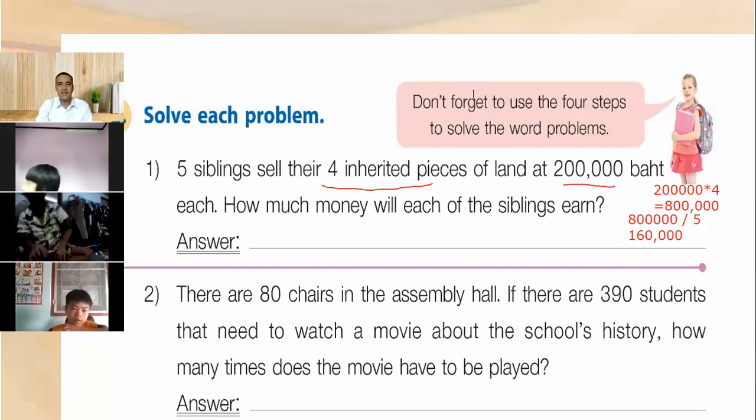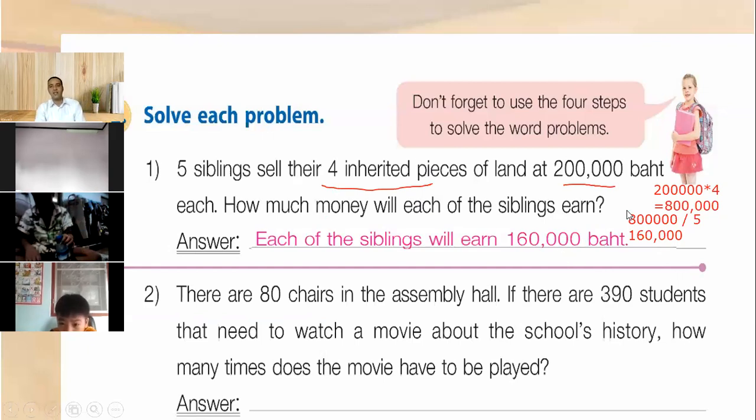Okay, so by the given information, the price of a single piece of land was 200,000, right? And how many pieces did they sell? Four, right? So 200,000 times four means 800,000 baht in total. Now that amount they have to divide among five siblings. So 800,000 divided by five means 160,000 baht each. So our answer is each of the siblings will earn 160,000 baht.